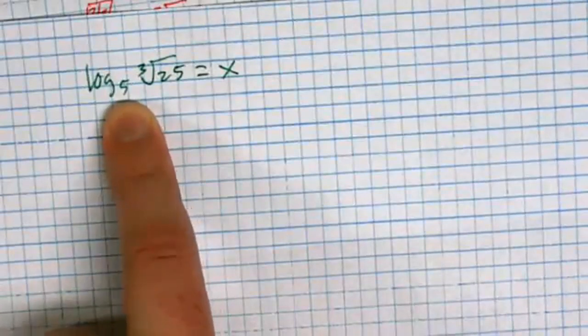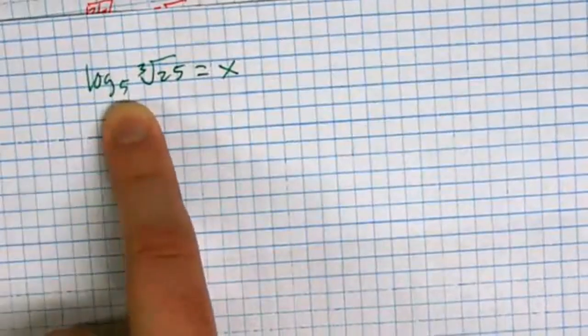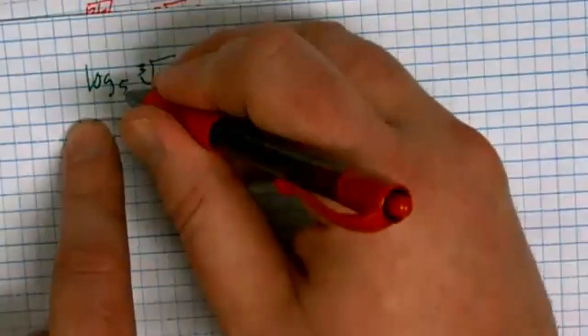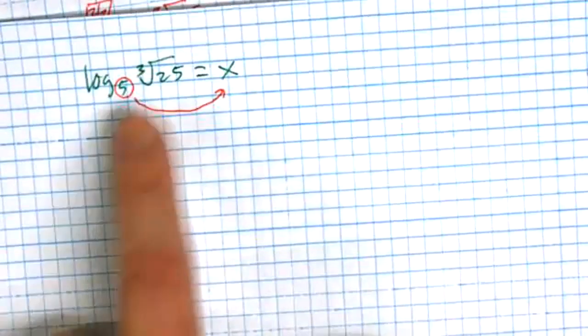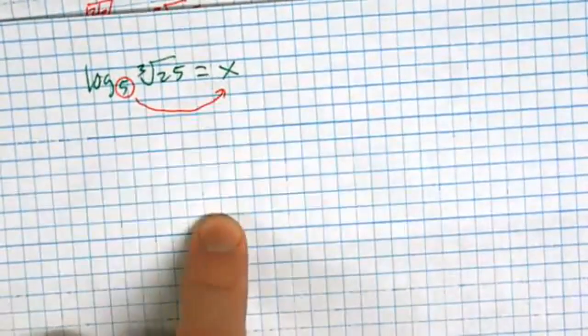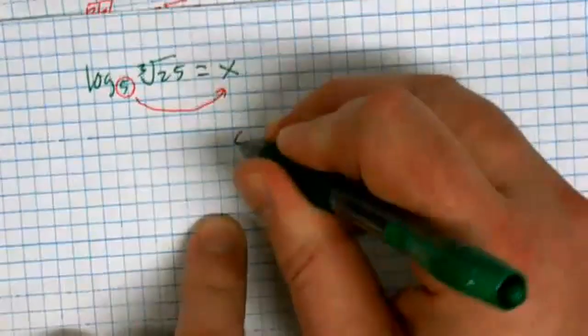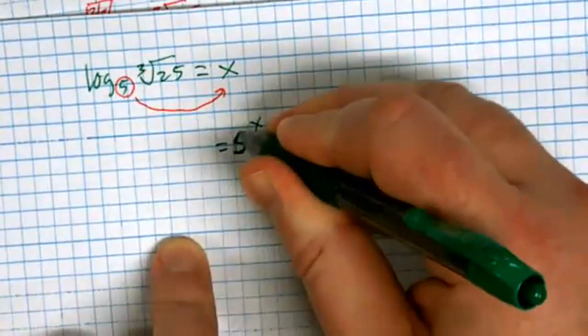This is important. You're going to need to know this. Regardless of whether you choose to do the problem this way, you're going to be asked to do this on other problems. So what I think about is the 5 comes over. That's my base. Remember, the log is an exponent, so that x is going to become my exponent.